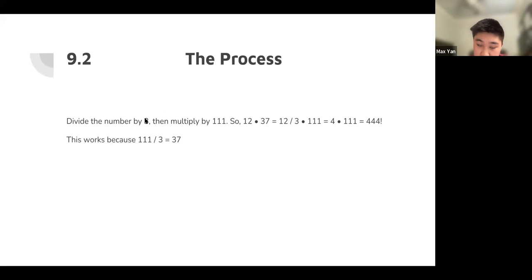Okay, so 37 is equal to 111 divided by 3. So 12 times 37 is equal to 12 divided by 3 times 111, which is equal to 4 times 111, which is equal to 444.